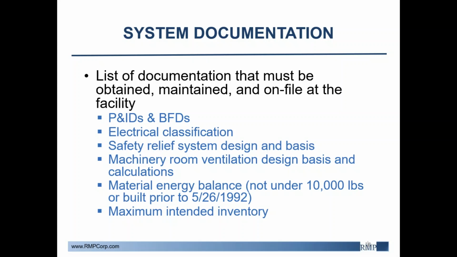What's really important about that is that even if you're a Program 2, you may have to fill in some of the gaps to meet RAGAGEP analysis with Program 3 requirements. It'd still be considered RAGAGEP, but from a facility standpoint, a regulator can hold you to it. So having those PNIDs, electrical classification, ventilation design, material energy balance, intended inventory, all this stuff that may or may not be existent for a Program 1 or Program 2 facility may be required at this point for the RAGAGEP.